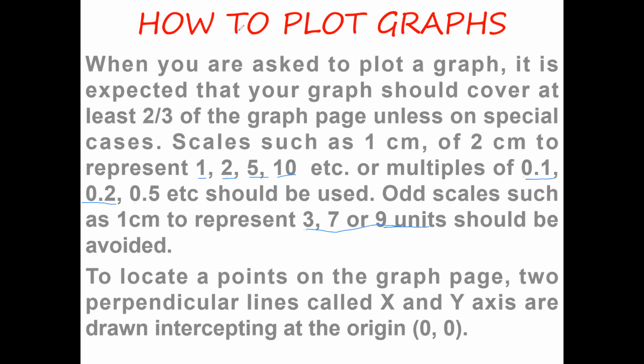Now, the next thing is this: we should locate a point on the graph page, 2 perpendicular lines called x and y axis, drawn intercepting at the origin. What does this mean? It is very simple. I should create a space here. This is what it means. Your y and x, they intercept. What I mean by intercepting is they meet at a point. So the y and x axis will meet at this point, known as the origin. That is O, point O.